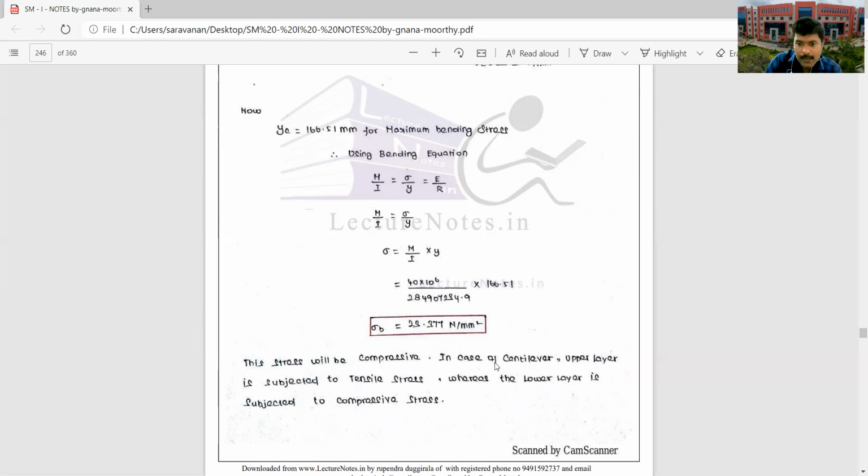In the case of a cantilever, the upper layer is subjected to tensile stress, whereas the lower layer is subjected to compressive stress. We can assume that this one is a cantilever. If you assume this as a cantilever, then the compressive stress will be at the bottom. The sigma b value is 23.377 Newton per mm squared. So this is how we have to calculate the bending stress value.